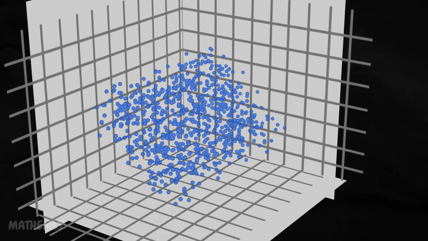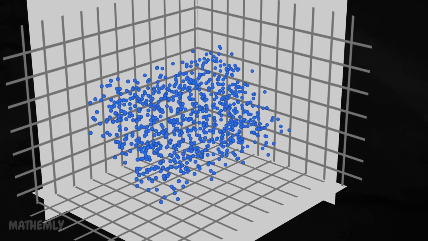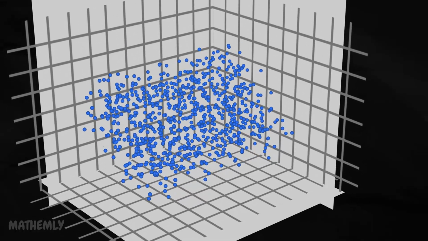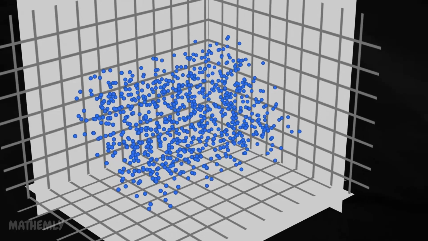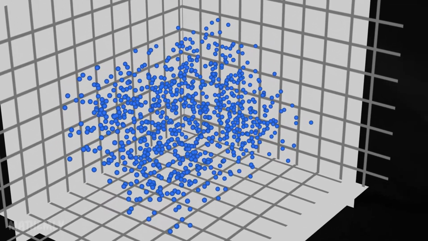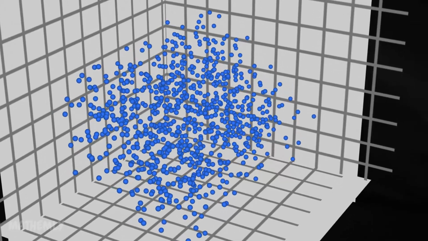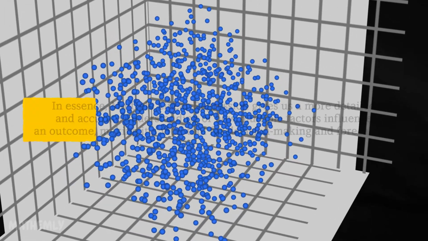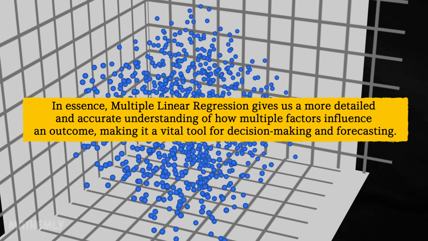Multiple linear regression works by finding the best fitting plane or hyperplane instead of a line that minimizes the differences or residuals between the actual and predicted values. This method allows us to account for the combined effect of several factors, making it highly effective for solving complex, real-world prediction problems. In essence, multiple linear regression gives us a more detailed and accurate understanding of how multiple factors influence an outcome, making it a vital tool for decision-making and forecasting.